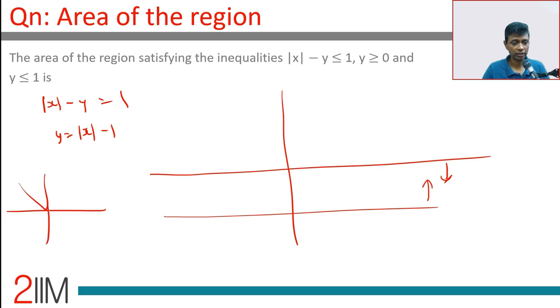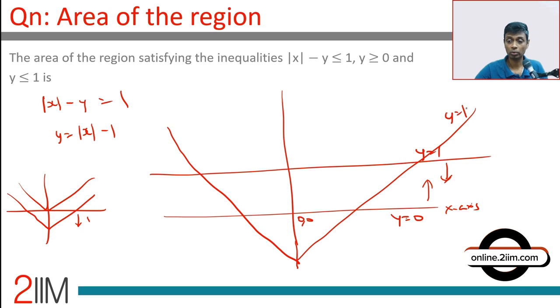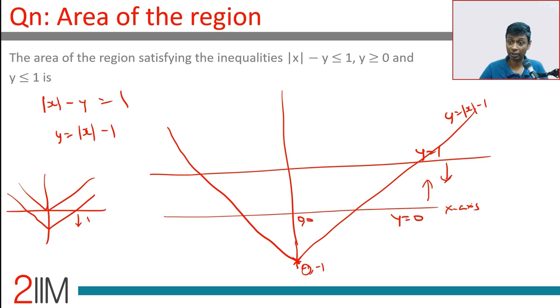Now, y = |x| is a curve like this. |x| − 1 will be a curve like this, shifted down by 1. So this is (0, 0), this is the x-axis, the line y = 0. This is the line y = 1. We're talking about this band here. Inside that band sits the line y = |x| − 1. This point will be (0, −1): put x = 0, y will be −1. When will y be 0? When x is 1, (1, 0), or x is −1, (−1, 0).